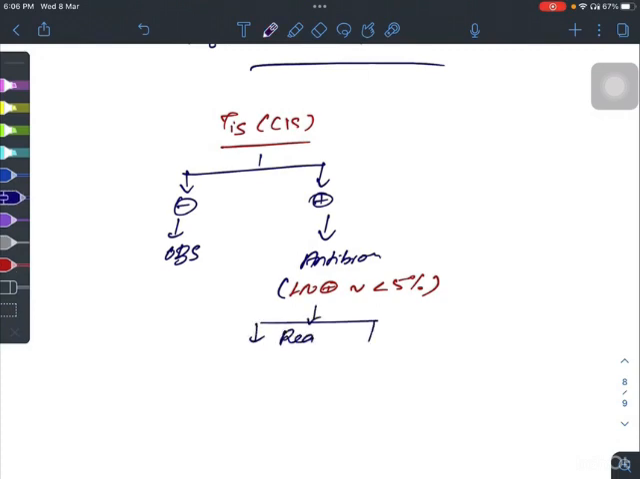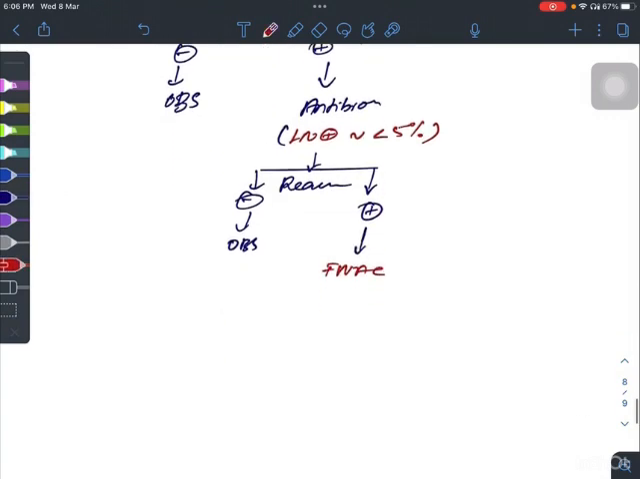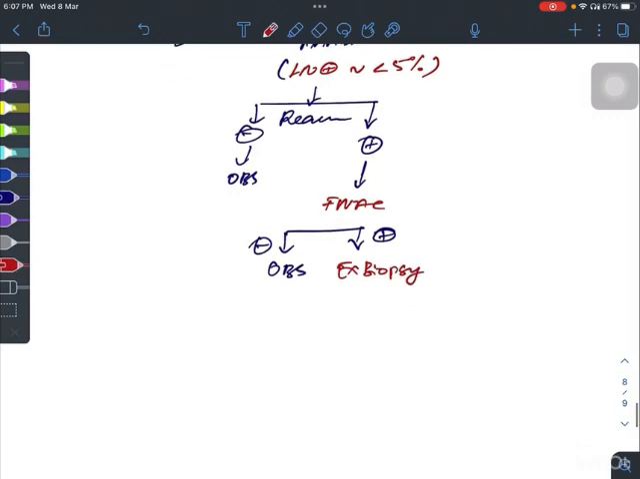So reassess. If the lymph nodes are negative, observation. If the lymph nodes are positive, go for fine needle aspiration cytology, FNAC. In FNAC, if it is negative, you observe. If it is positive, go for excisional biopsy. If the excisional biopsy is negative, then observation. If it is positive, do the lymph node dissection.